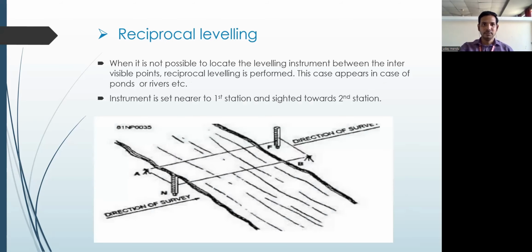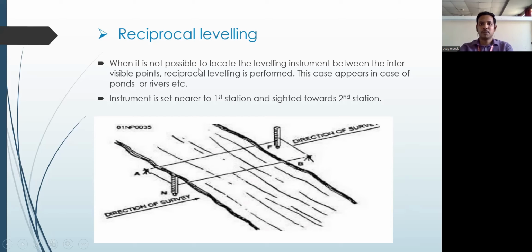Next one is reciprocal leveling. The last one, reciprocal leveling, is used whenever you want to find out the difference of elevation between two points, but in between the two points there are obstacles. If there is no possibility of placing the equipment between the two points, then you will go with reciprocal leveling. If you see the diagram here, one point is here and the next point is there, but in between these two points, a river is flowing. So in order to know the difference of elevation between the two points, we will go with reciprocal leveling.